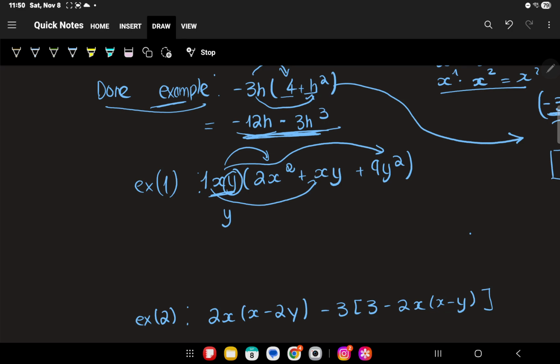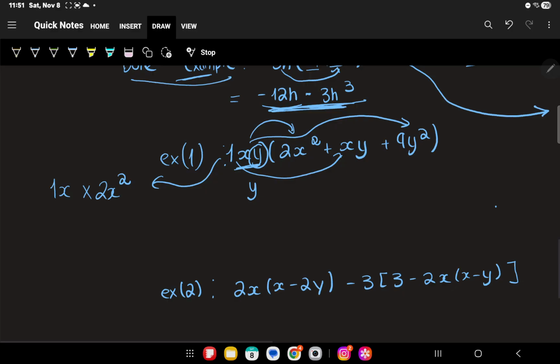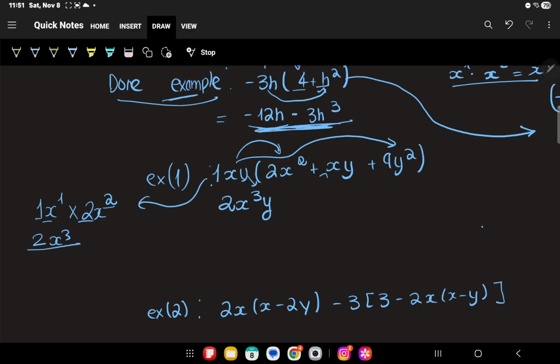So that is just basically x times 2x squared. And as we learned from our exponent rules, 1 times 2 is 2, and x times x squared is x cubed. So this here will turn into 2x cubed y. The y you bring down earlier. Okay, so we finished this one.